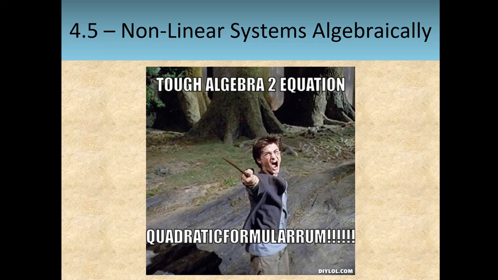All right, so we just looked at how we could solve the nonlinear systems in the graphical way. Now we're going to look at it algebraically. Now this is actually going to be a little bit different compared to what we did before. If you recall, before what we did was we just set the two equations equal to each other.